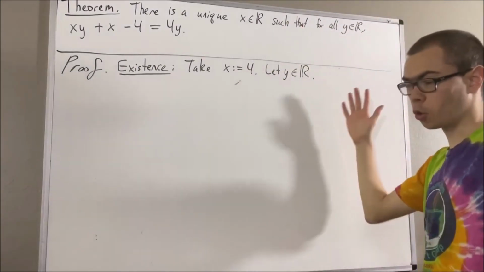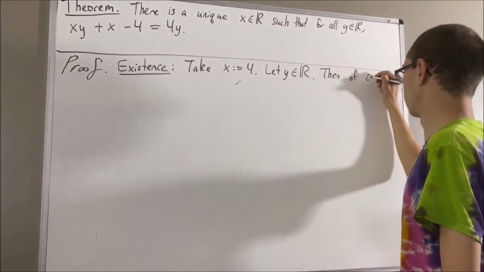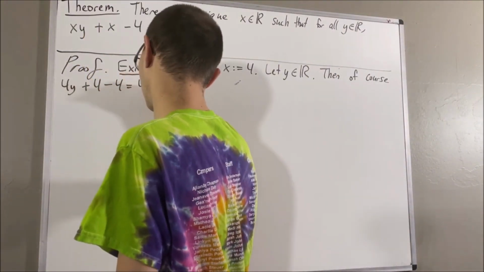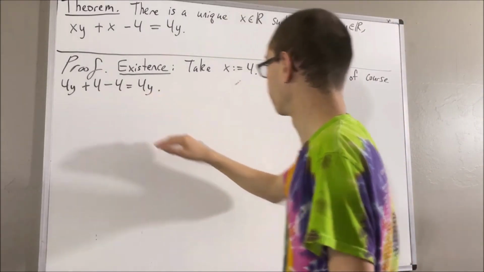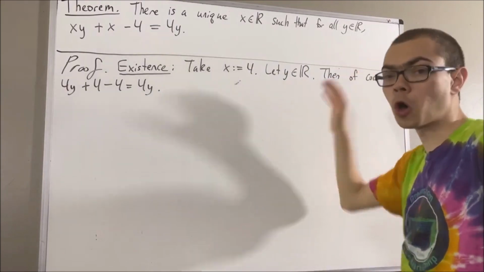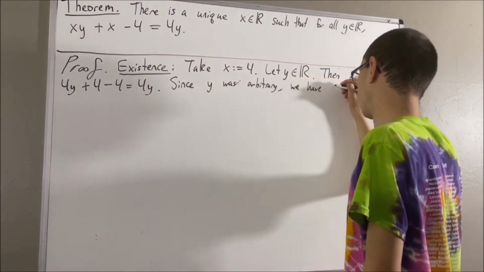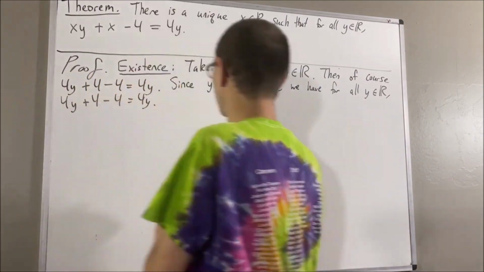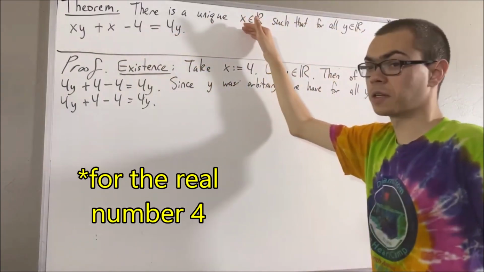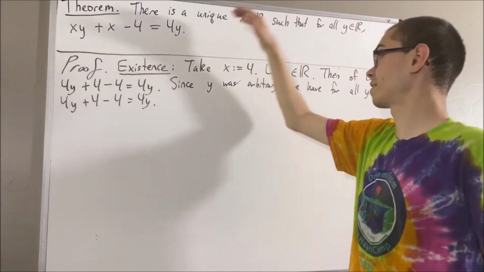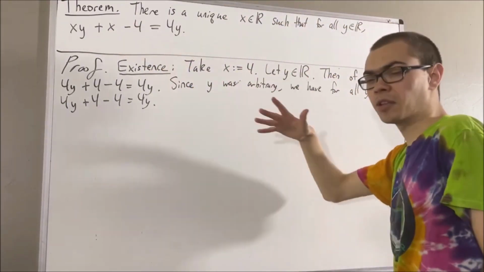Now we know that 4y plus 4 minus 4 is equal to 4y. So given an arbitrary real number y, we have that this is true. Since y was arbitrary, this means for all real numbers y, this is true. So we have shown that this is true for the real number x, so there exists a real number x such that this is true. So this completes existence. Now let's move on to uniqueness.